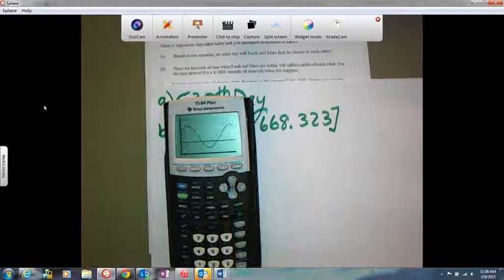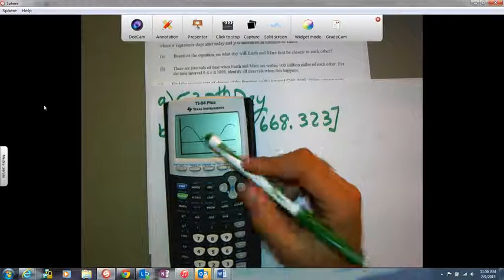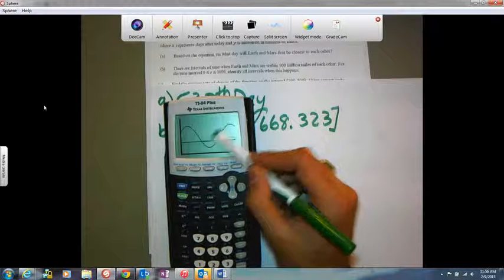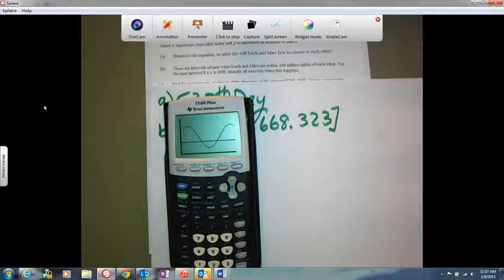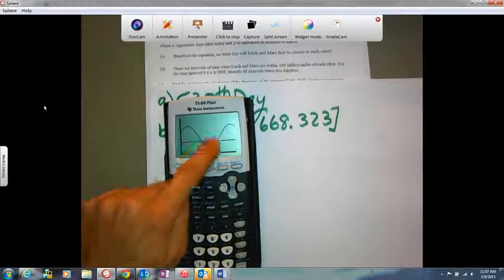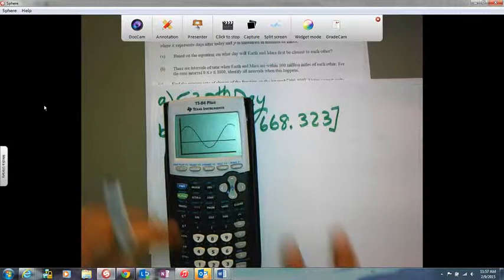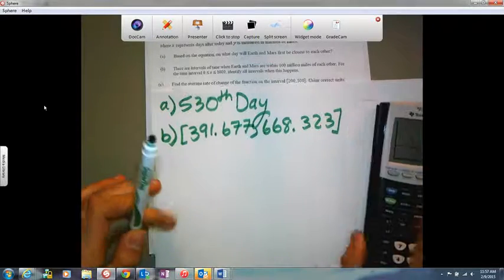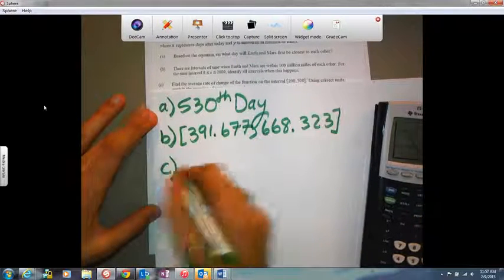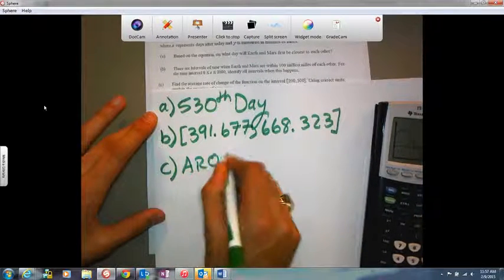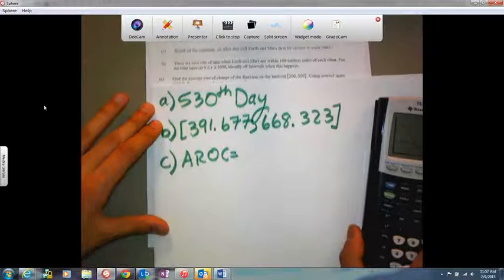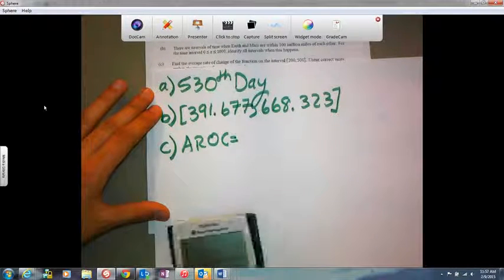So here we are, and I want to find all of these times. So I said, what is this time and what is this time? So I used the intersect tool to find these two intersection points on my calculator. On part C, I'll model on both calculators because the process is a little bit different depending on which calculator you have.